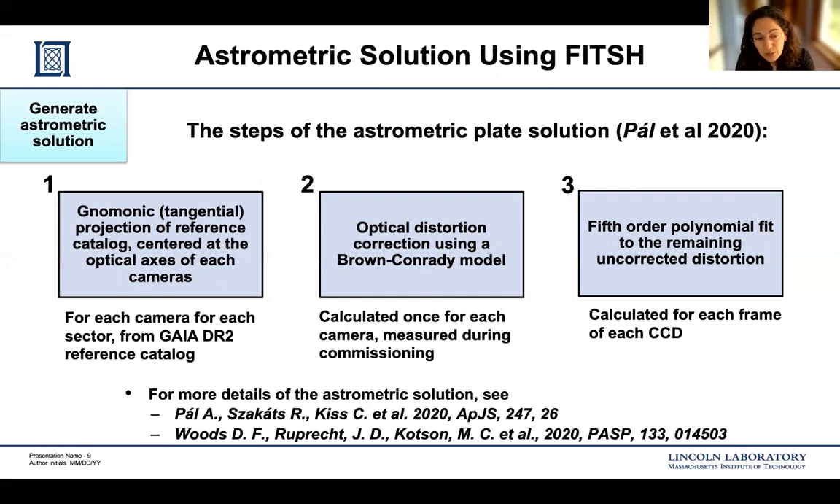The second step is the application of the optical distortion correction using a Brown-Conrady model. This was calculated by András during commissioning, and we use those same coefficients at all times. It's found to be very stable. The third step is a 5th order polynomial fit to the remaining uncorrected distortion, and this is calculated for each frame of each CCD. So any uncorrected distortion or changes in distortion over time due to variations in temperature or other small effects will be taken out on a frame-by-frame basis. The details of this process are described in these references here.